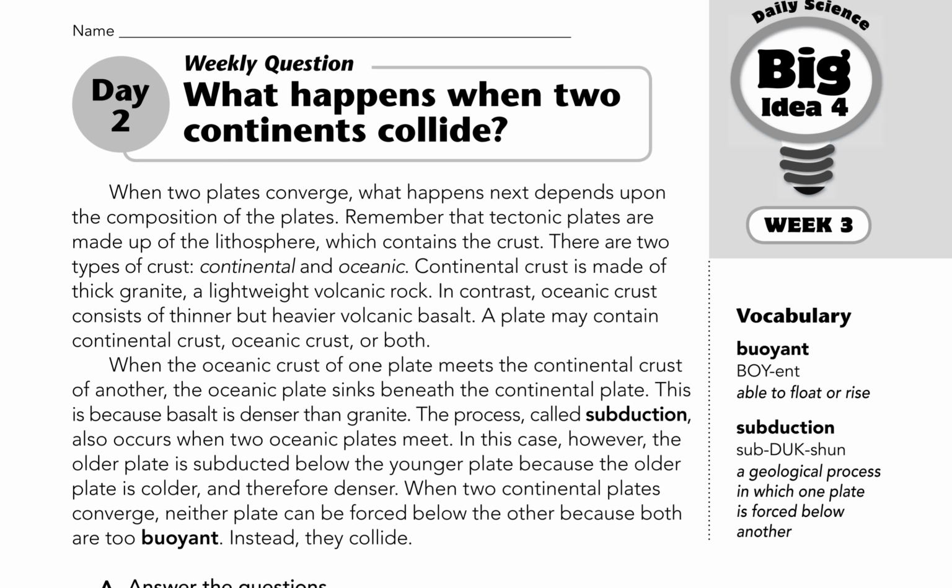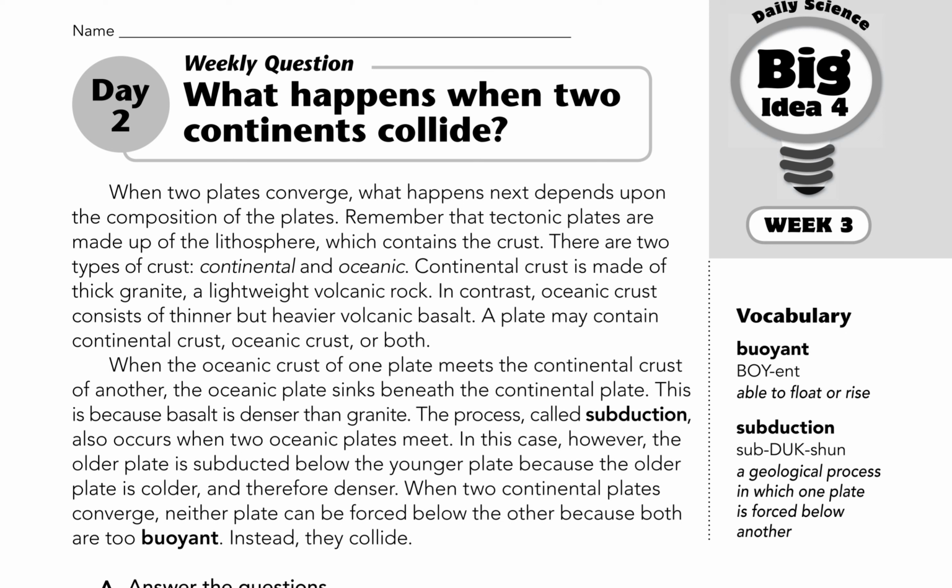For day two of What Happens When Continents Collide, we have two vocabulary terms: buoyant, which is able to float or rise, and subduction, a geological process in which one plate is forced below another. When two plates converge, what happens next depends upon the composition of the plates. Remember that tectonic plates are made up of the lithosphere, which contains the crust.